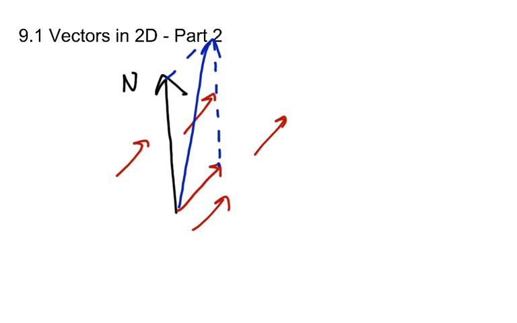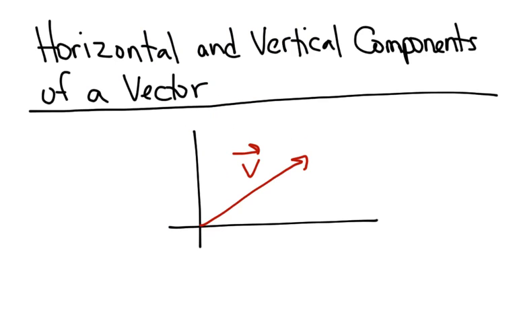So what we're going to do is we're going to have two velocities. We'll call this one u. We'll call this one v. And we'll call the true velocity w, which is the sum of the other two. In order to find this thing called a true velocity, we're going to have to talk about the horizontal and vertical components of a vector.